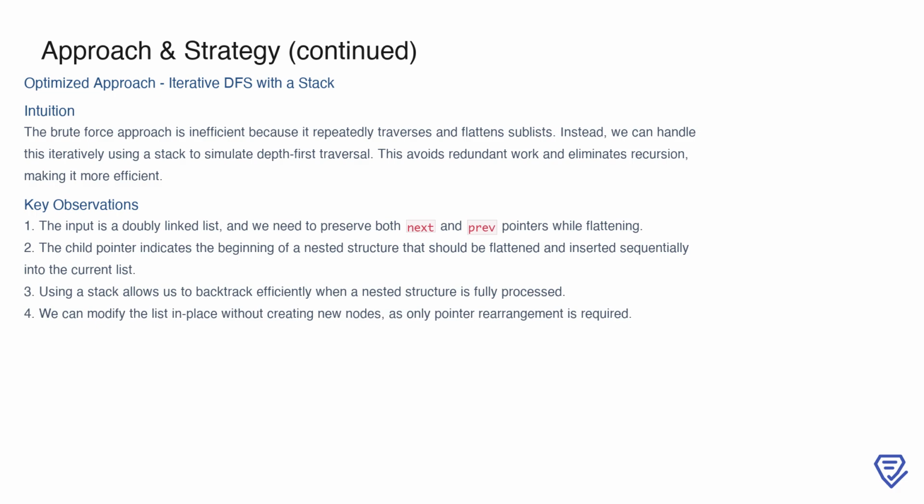First, since the input is a doubly linked list, we must preserve both next and previous pointers while flattening. Second, the child pointer serves as a clear indicator of nested structures that need to be flattened and sequentially inserted into the main list. By modifying the list in place through pointer rearrangement, we ensure that no additional nodes are created, making this approach both efficient and space-conscious.